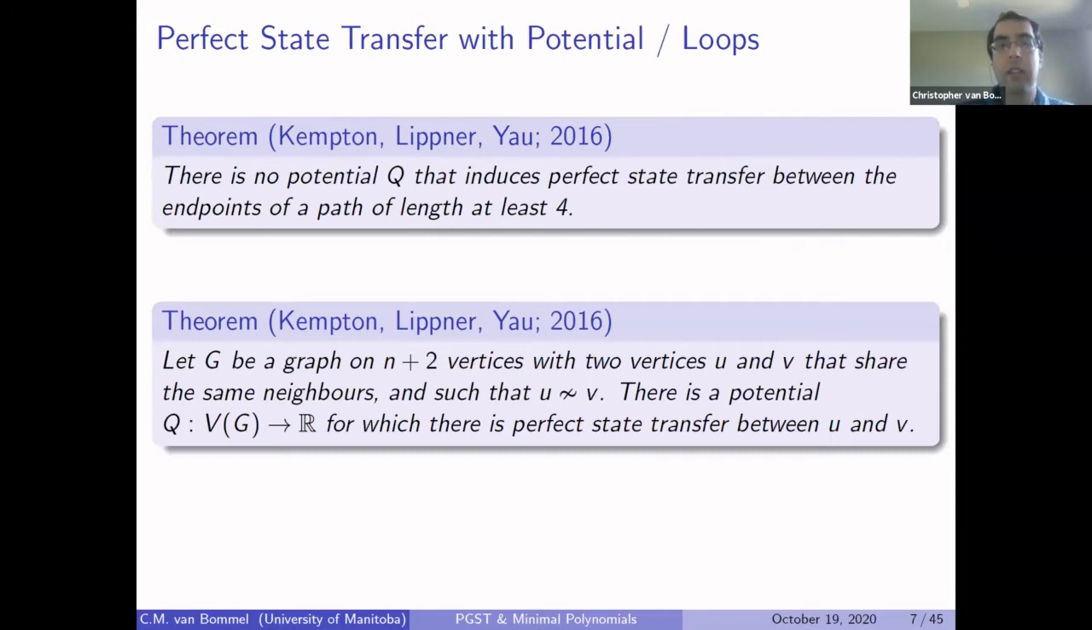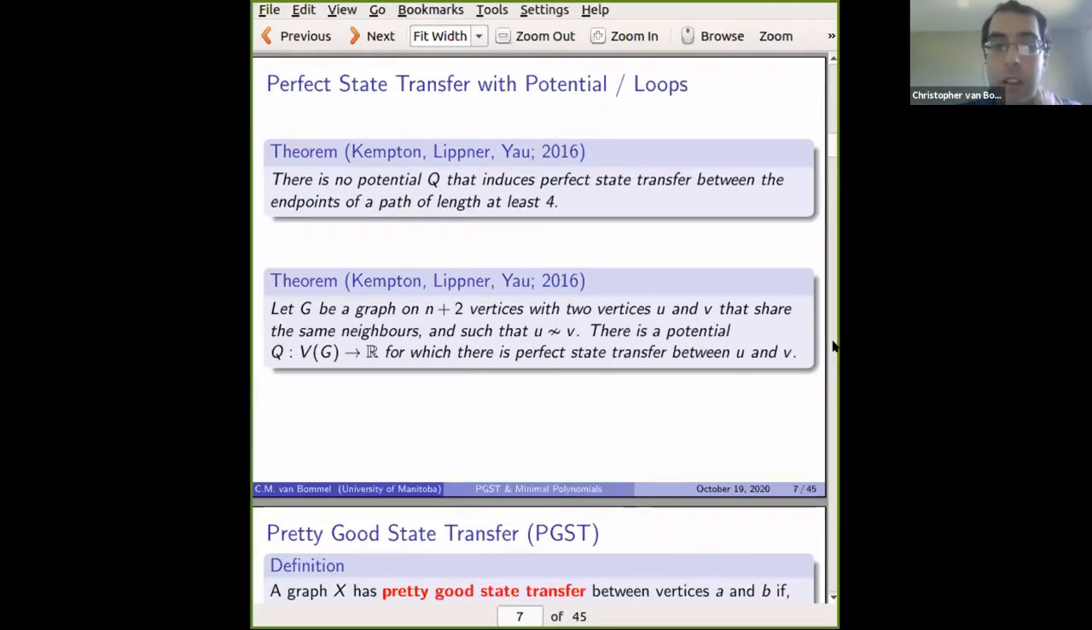Some work has also been done just looking at adding loops to the vertices. So for the path, this is a negative. You can't achieve perfect state transfer between the endpoints of a path of length at least 4, no matter what loops you add to the graph. But for different sorts of graphs, if you have a pair of vertices that have a common neighborhood and are not adjacent, then there's some loops that can be added to the graph to achieve perfect state transfer. And these results are due to Kempton, Lipner, and Yao.